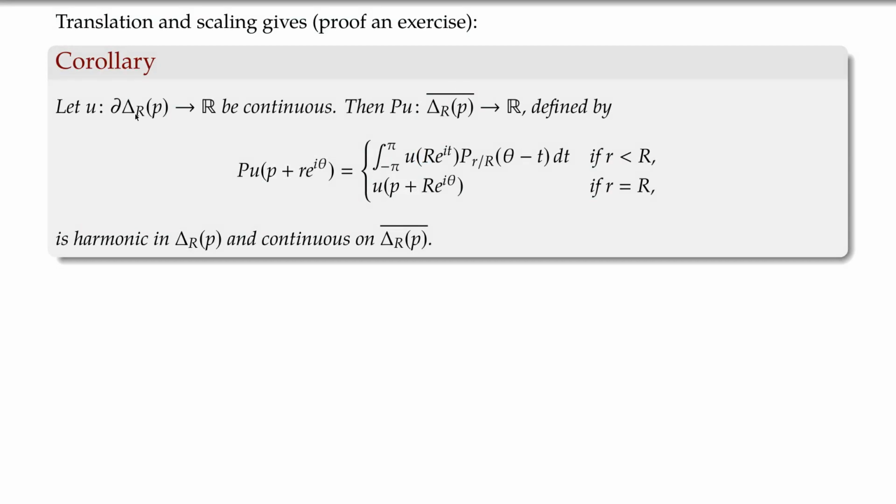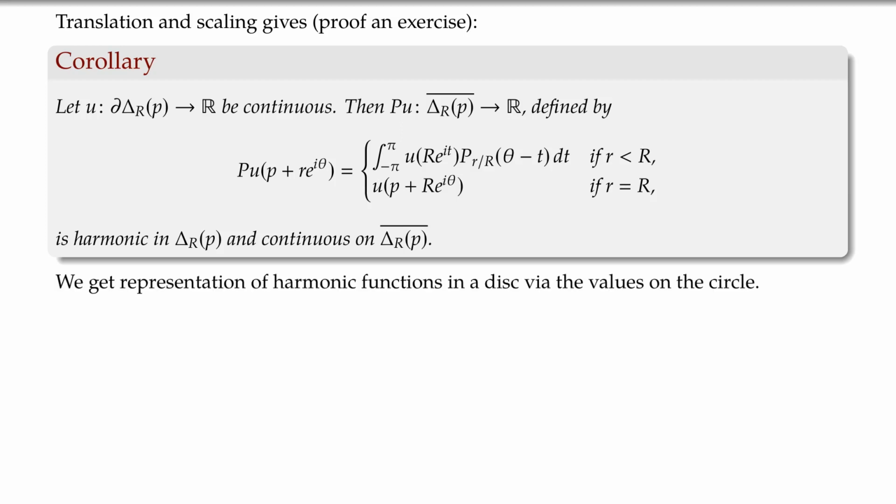So basically we just rescale, translate and rescale the solution in the unit disk. So it's almost the same. You just have to rescale the R. The translation doesn't really do anything. And so this is again harmonic inside the disk and continuous on the closure. So what we've proved was basically p equals 0 and capital R equals 1.